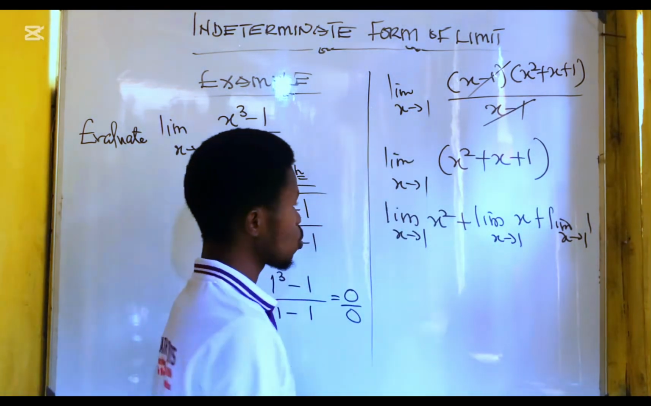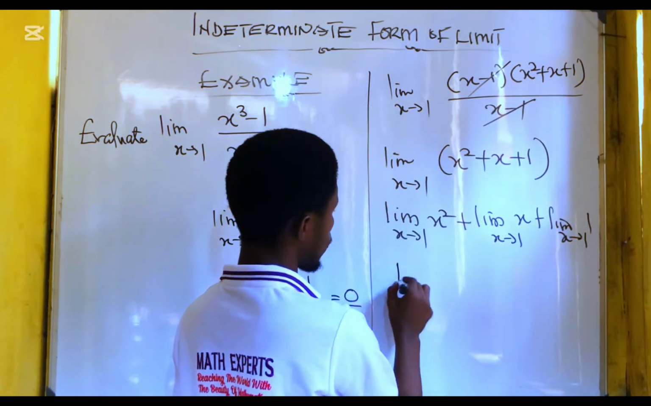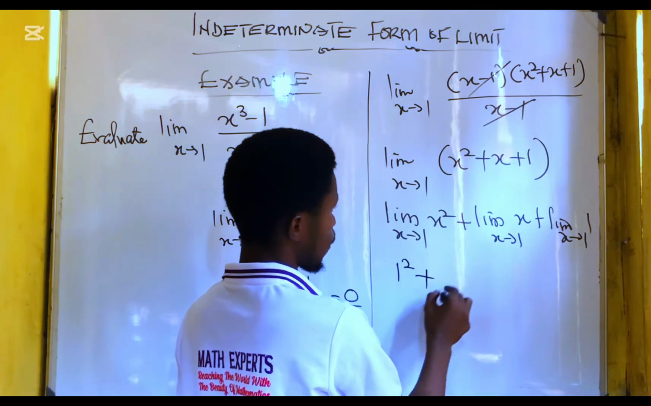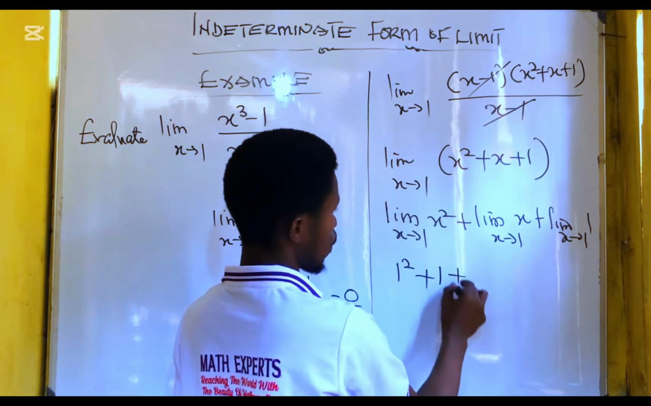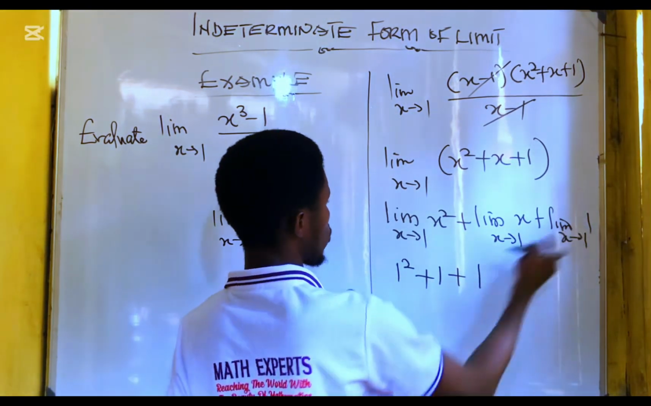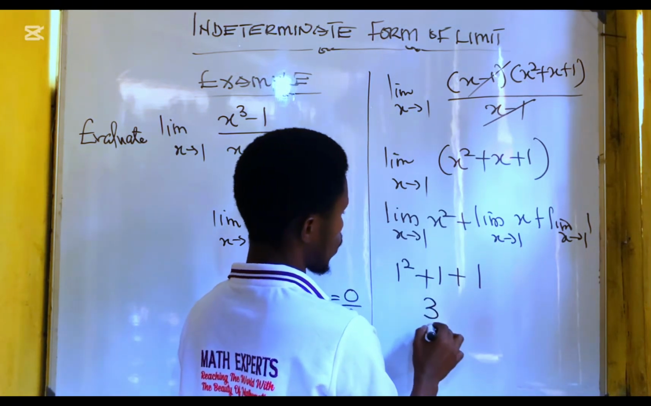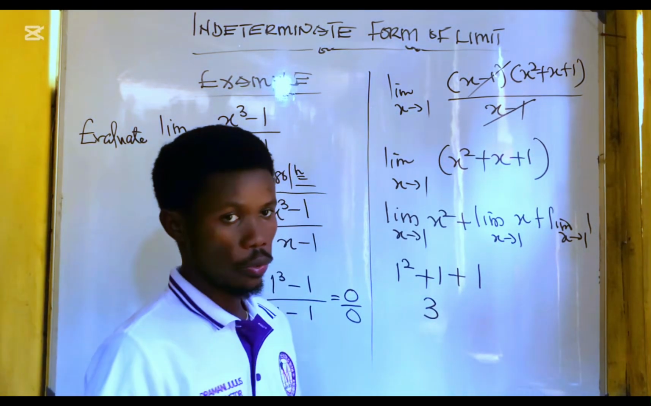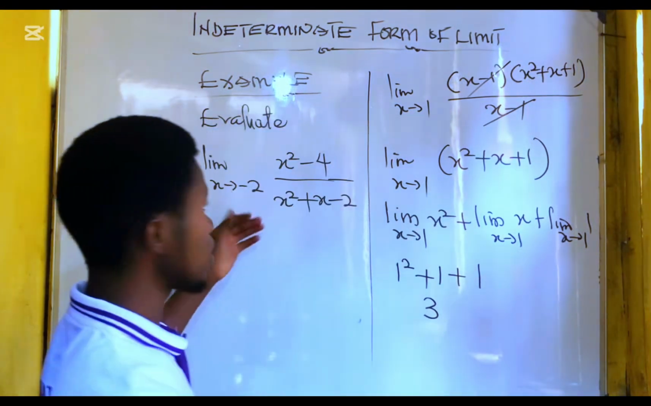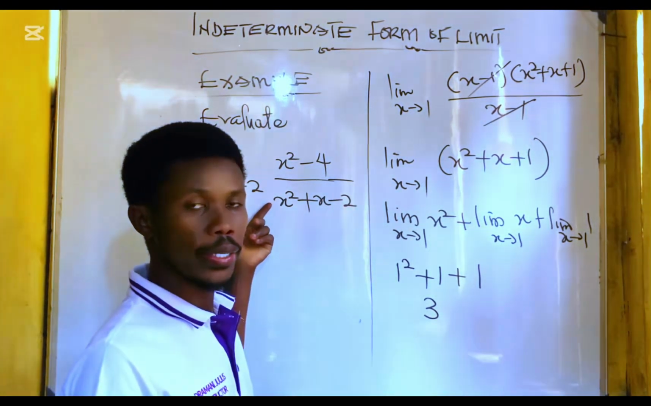Is that okay? So when I put 1 there, I'm going to have 1 squared plus 1 plus 1. This is a constant, so I'll maintain it. 1 squared is 1, plus 1 plus 1. That's going to give us 3. Is that okay? Very good. Now try this. Please try this and leave your answer in the comment section.